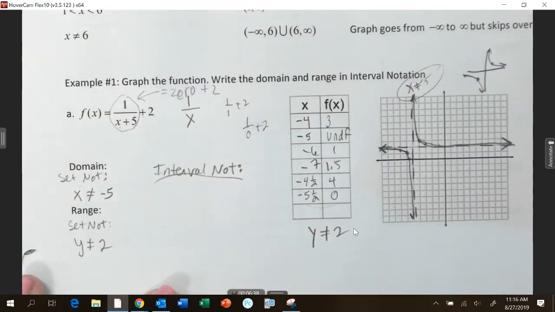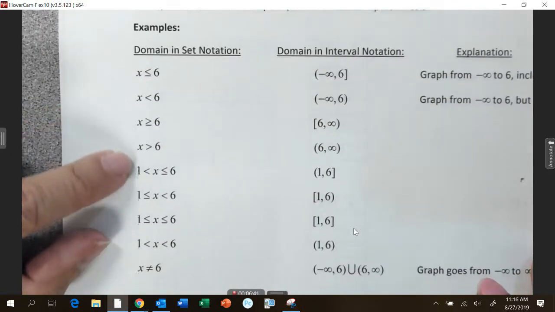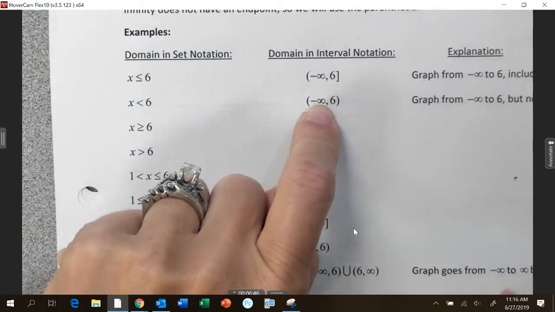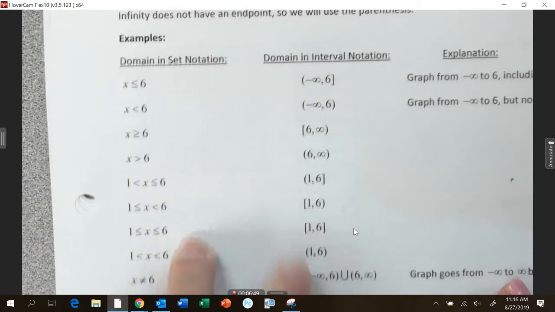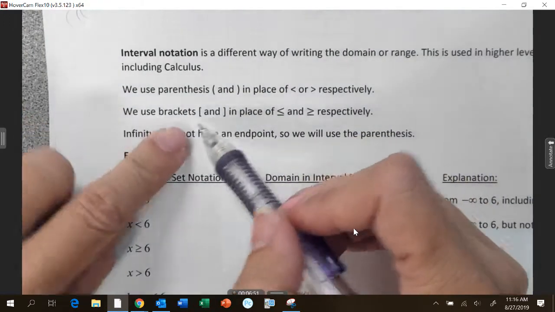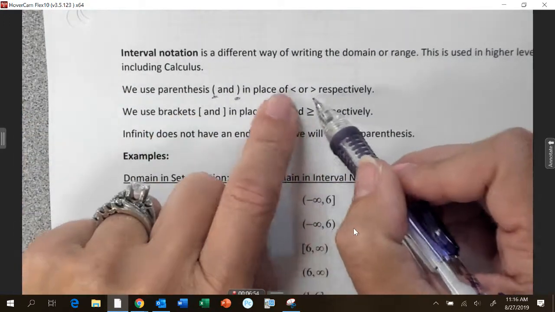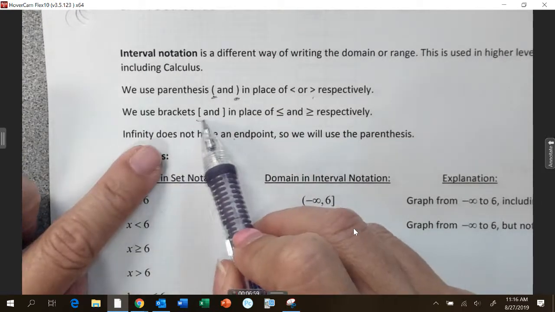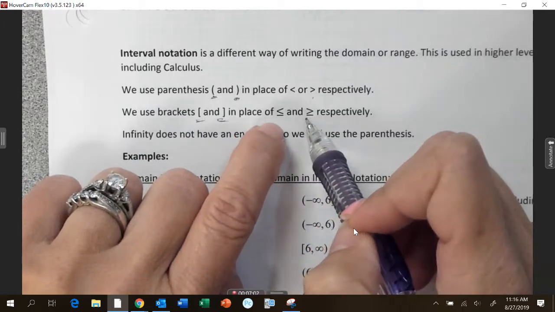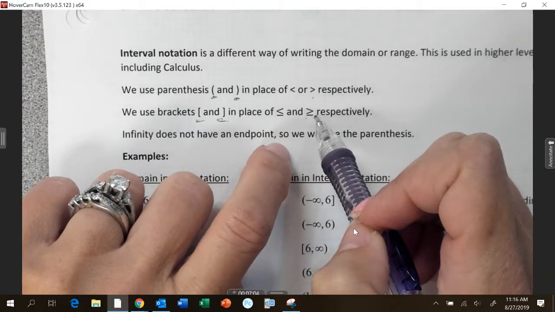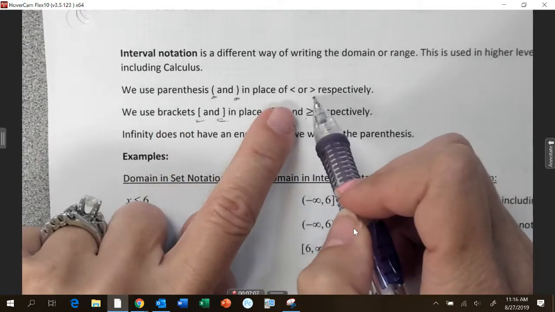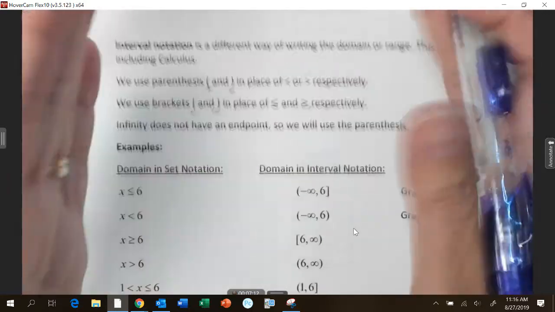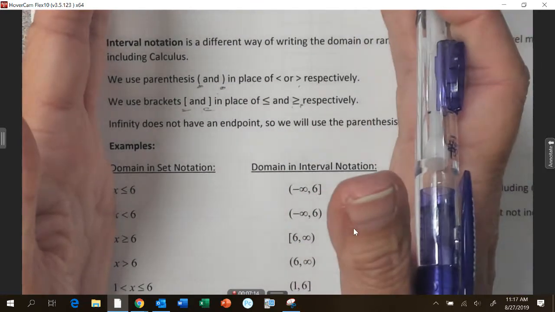Up here, I have all kinds of different examples where if it was x is less than or equal to 6, this is how you'd write it in interval notation. I have all kinds of examples right here. In the directions, we use parentheses anytime a number is not equal to, where it's just greater than or less than. We use brackets if it's greater than or less than and equal to. So if it can equal it, you use brackets. If it's not equal to, you use parentheses. The first number and the last number are endpoints. They're where does it start, where does it end.